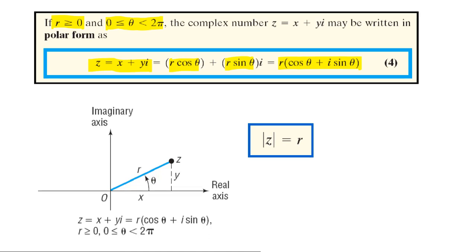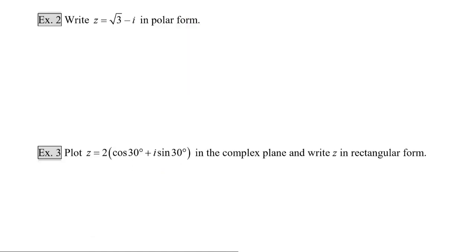Also, this is kind of a lot to write out, so an acceptable shorthand for r cosine theta plus i sine theta is to say r cis theta, where c is for cosine, i is for i, and s is for sine. So example 2, we're going to write z equals square root of 3 minus i in polar form.